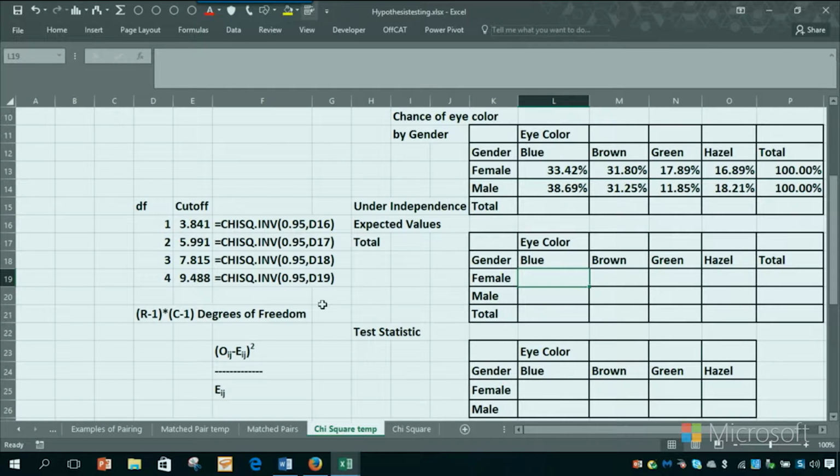It won't be an F-test. It won't be a t-test. It's something called the chi-squared random variable. And like the t-random variable, it has a certain number of degrees of freedom, the number of rows minus 1 times the number of columns minus 1.